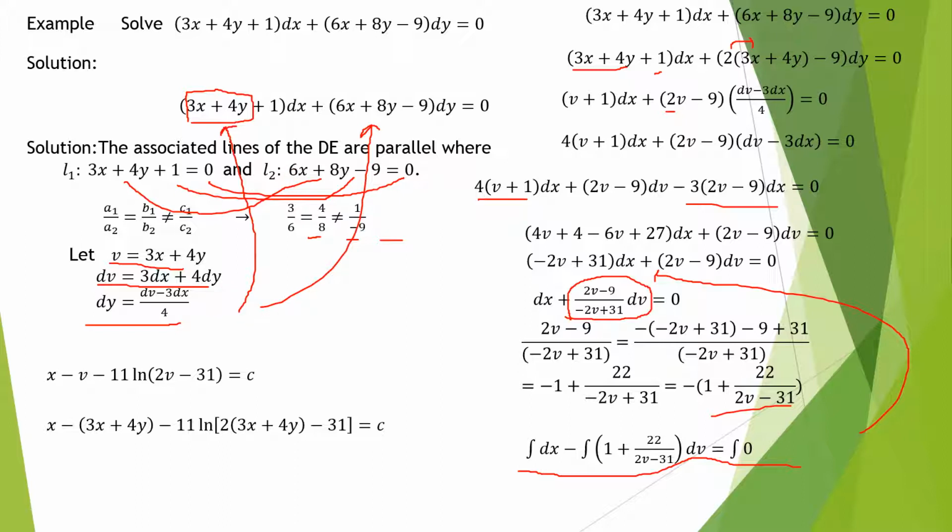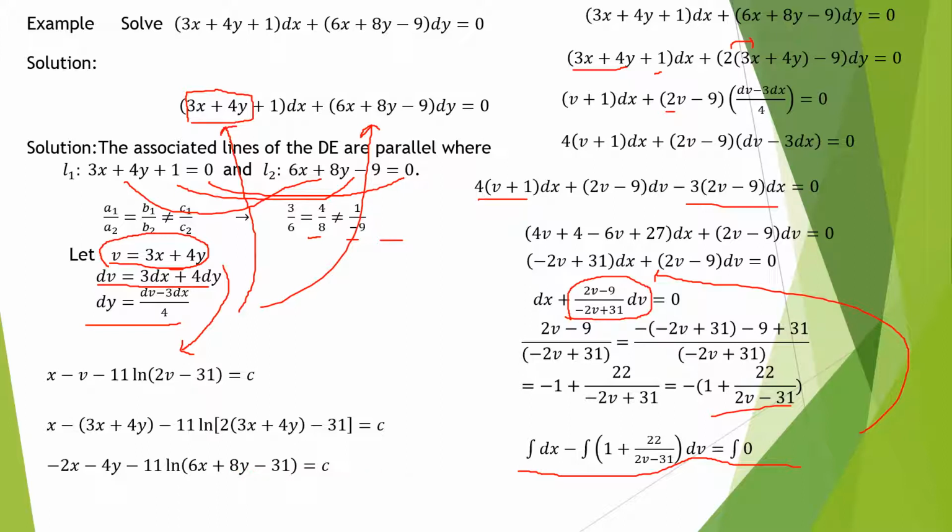And the next step is to plug in the substitution. You see that we are going to return here that b is 3x plus 4y, and plug it in this final equation. So you have x minus 3x plus 4y minus 11 times 2 times 3x plus 4y minus 31 is 0. Further simplifying, x minus 3x is negative 2x minus 4y minus 11 multiplied by 6x plus 8y minus 31 is 0.